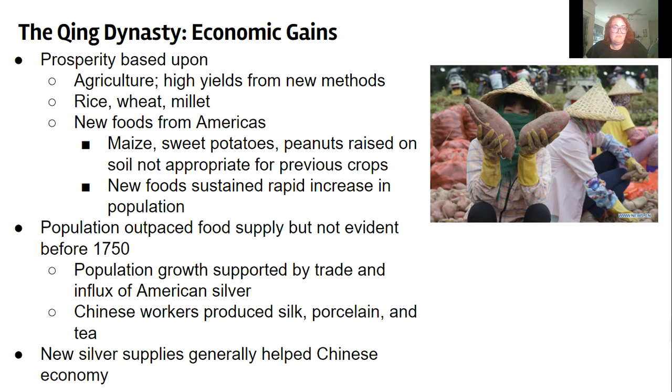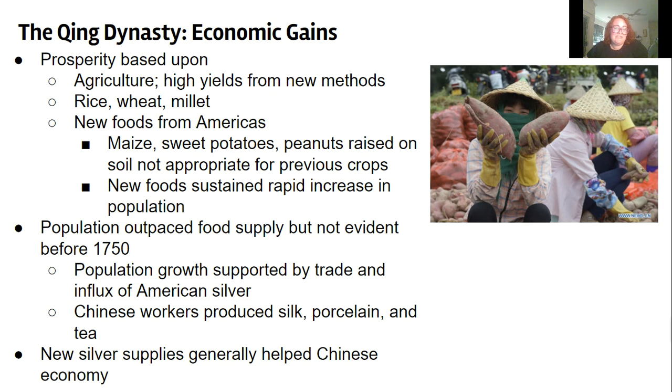Alright, so the Qing dynasty's economic gains were pretty awesome. Their prosperity was based on the regrowth of their agriculture through high yields. You would see rice, wheat, and millet be grown on grand scales again. They would also incorporate new foods from the Columbian Exchange, like maize, sweet potatoes, peanuts. They were all raised on soil not appropriate for previous crops.